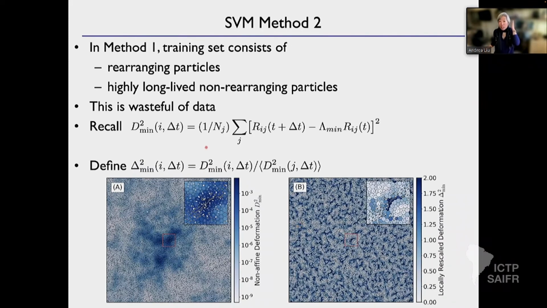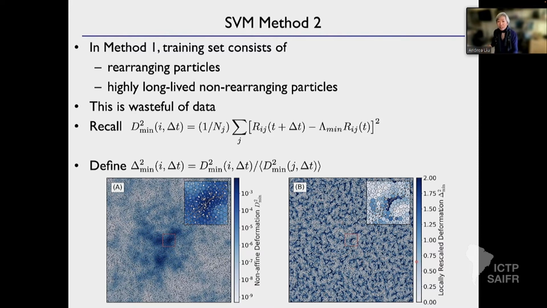So what we do instead is we define delta squared min, and that's D squared min of particle i divided by the average of D squared min over the neighbors, j. What that does is it smooths out that power law decay. So if I just take i and divide it by the average over the neighbors, I get rid of that power law tail.